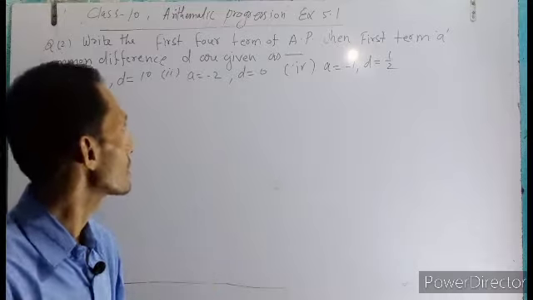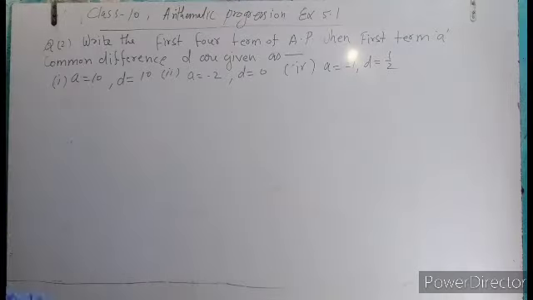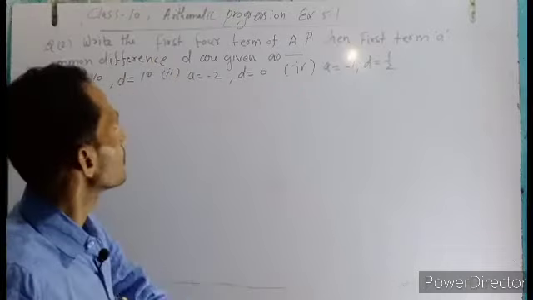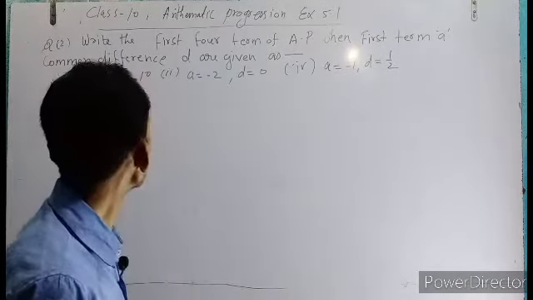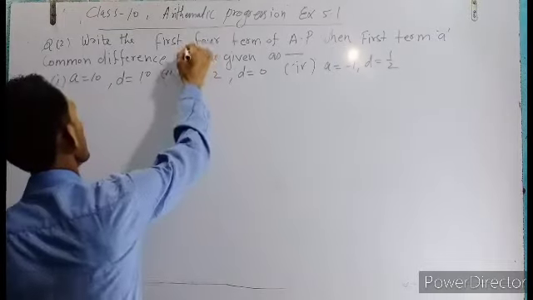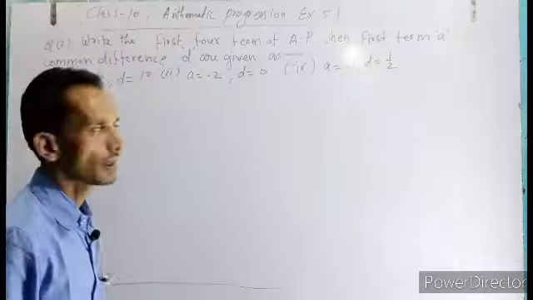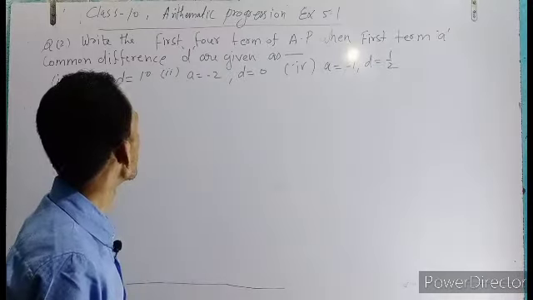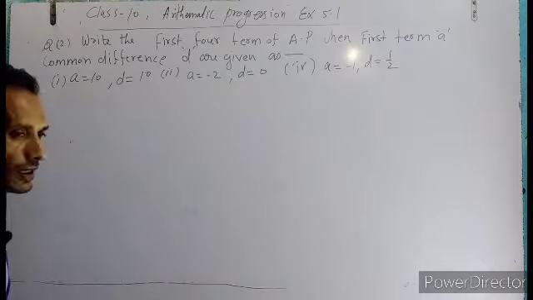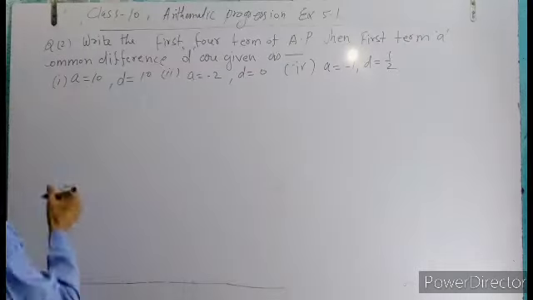Now I'm going to start the second question, in which we are given the first term A and the common difference D. Write the first four terms of an AP. You know that the first term A and the common difference D are given, then you have to find the first four terms. So you know how we can find the first four terms.